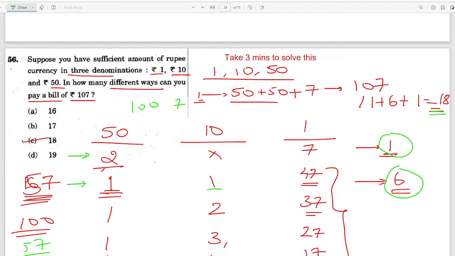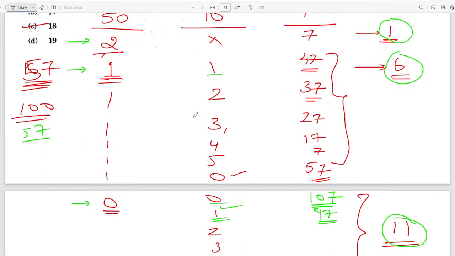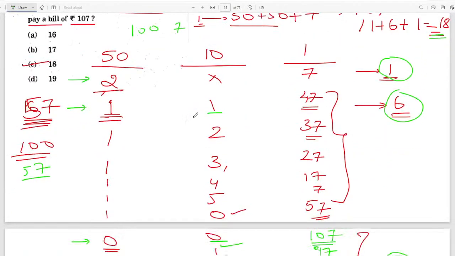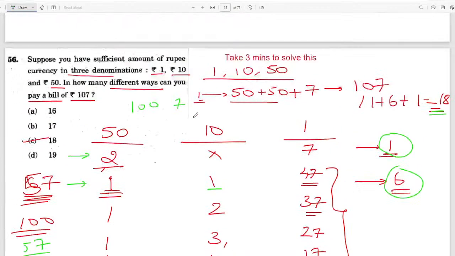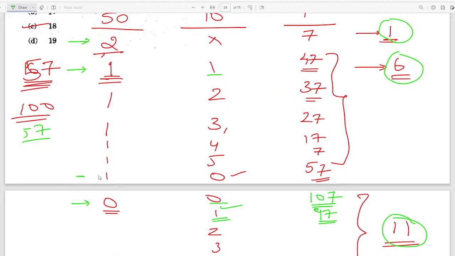So I hope this is clear. Priyanka, I am not sure of any other way. This is the most intuitive way. Instead of listing it like this, what you can do is... The possibility of one 50 rupee note and the rest? Yeah, that is covered here, no? That is covered here: one 50 rupee note, 0 ten rupee notes, and 57 one rupee notes. That possibility is covered here.